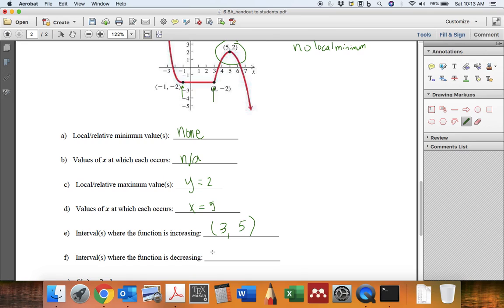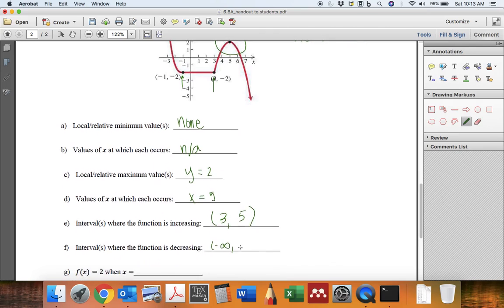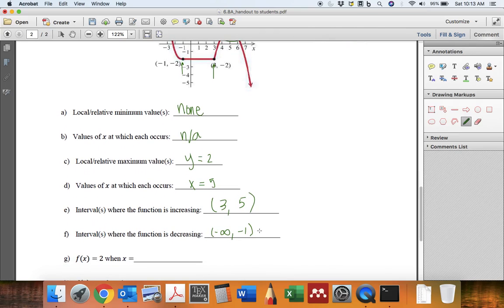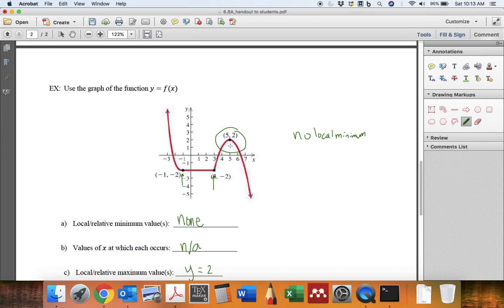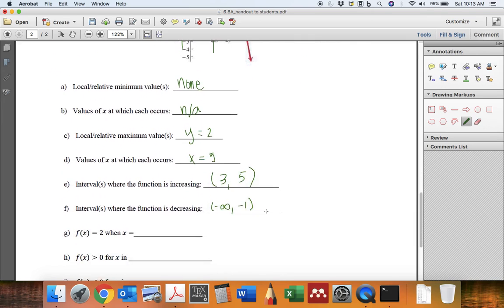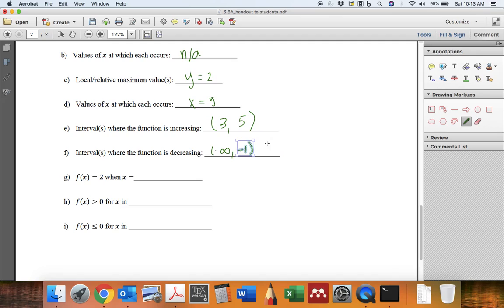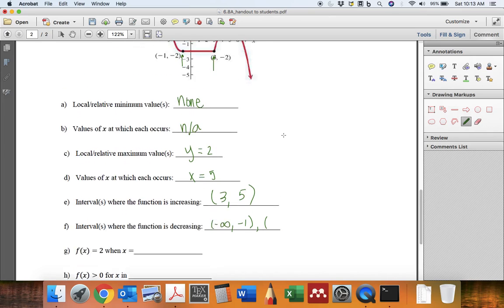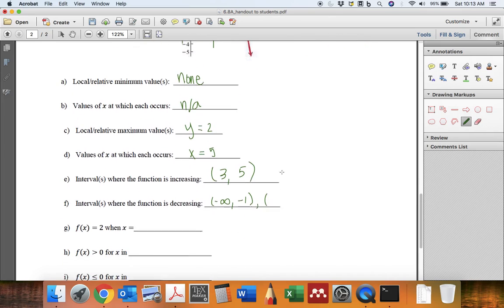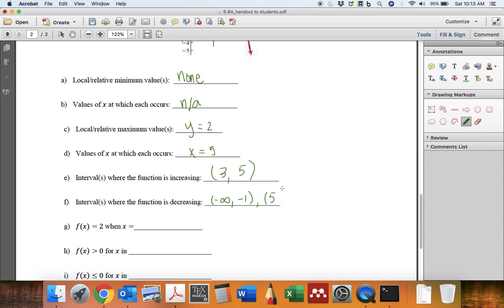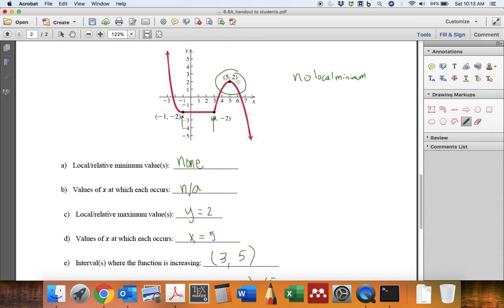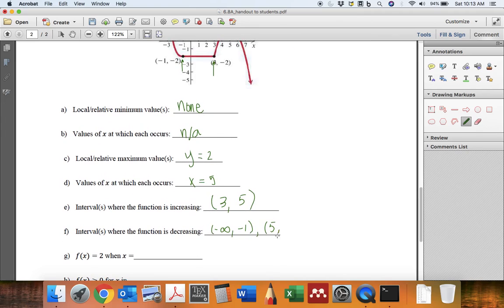So this function's decreasing on negative infinity up to -1, and then we're decreasing again from 2 to infinity. And again, because this says intervals, we're just going to separate the intervals with commas if you were asked to use interval notation. And so I may have said x equals 5. I may have said x equals 2. I meant x equals 5.